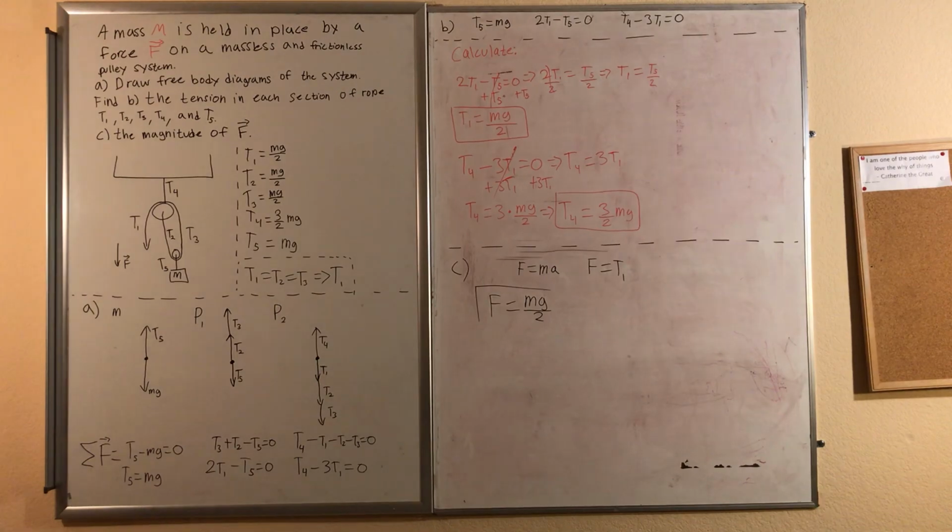After drawing our free body diagrams, we wrote and manipulated the equations to find and solve the force and the tensions, T sub 1 through T sub 3 equaling m times g over 2, T sub 4 equaling 3 halves times m times g, and finally T sub 5 equals just m times g.